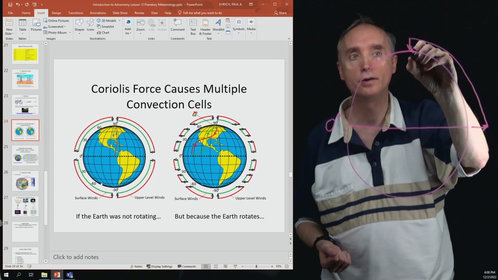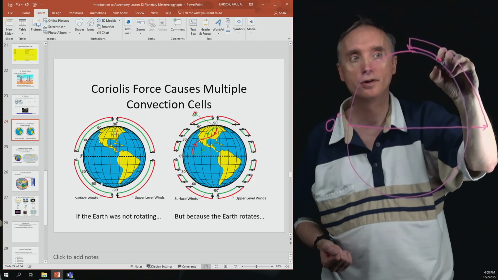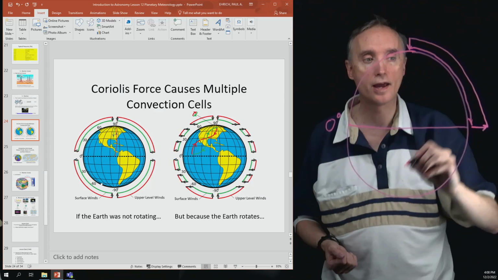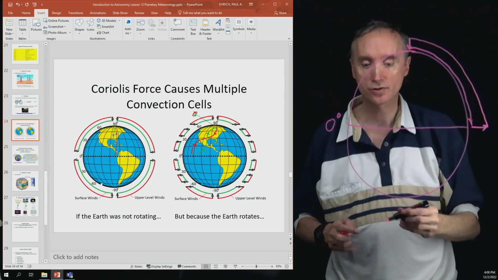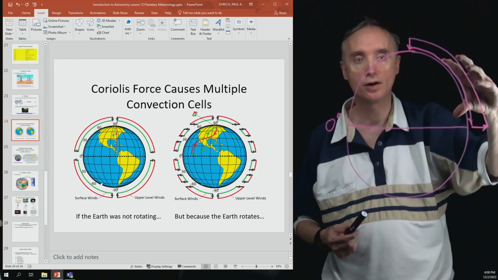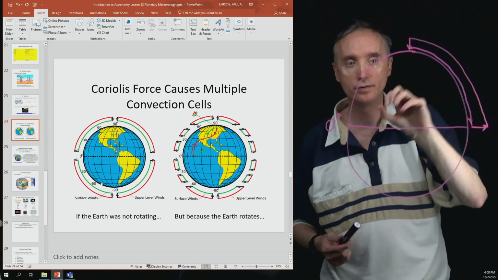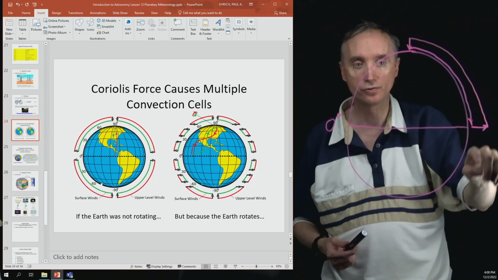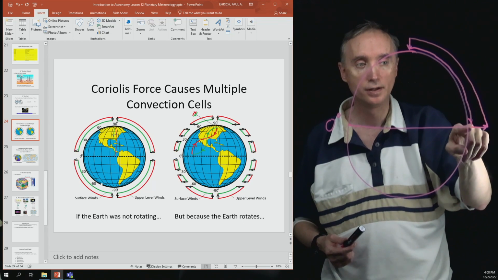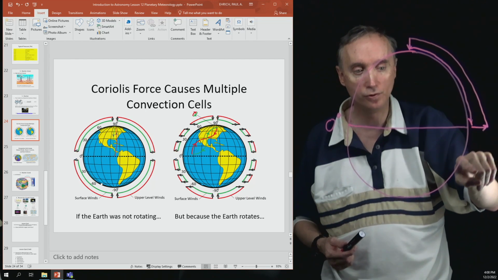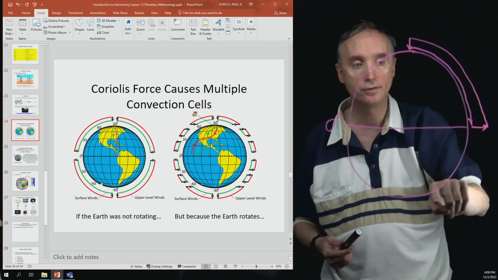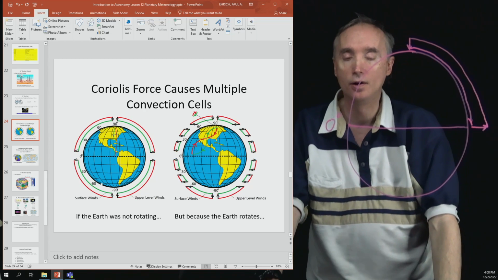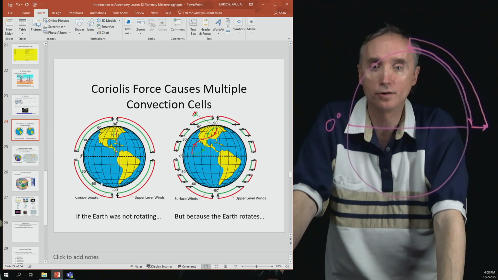Now it's got to go somewhere, so what it would do is it would return back to the equator, so that you would have a gigantic convection cell, and then that convection cell would wrap completely around the Earth. Then you'd have another convection cell down here, which I won't draw, but it'll be the same deal: the air is going to rise, and then it would move to the South Pole, and then it would come down, and then it would return to the equator. Okay, so that is what the winds would do if the Earth was not rotating.